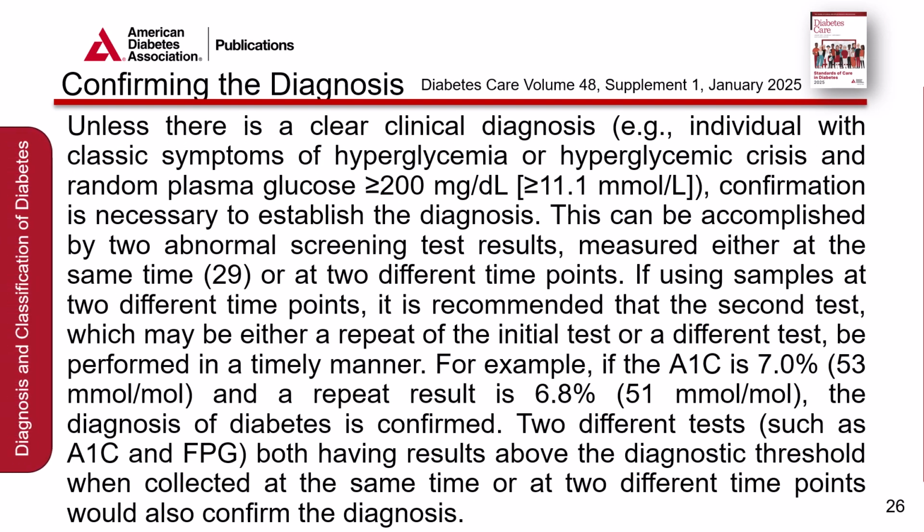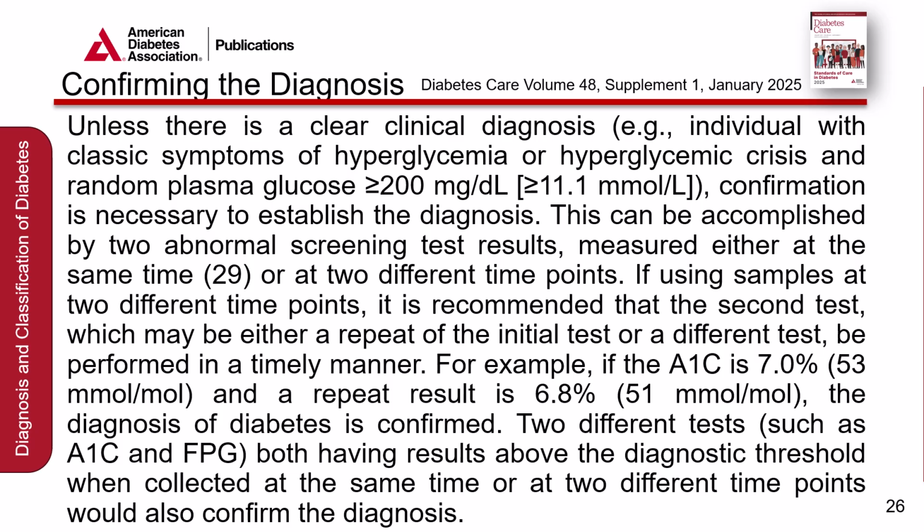Confirming the diagnosis. Unless there is a clear clinical diagnosis, such as an individual with classic symptoms of hyperglycemia or hyperglycemic crisis and random plasma glucose greater than or equal to 200 milligrams per deciliter, greater than or equal to 11.1 millimoles per liter, confirmation is necessary to establish the diagnosis. This can be accomplished by two abnormal screening test results, measured either at the same time or at two different time points. If using samples at two different time points, it is recommended that the second test, which may be either a repeat of the initial test or a different test, be performed in a timely manner.